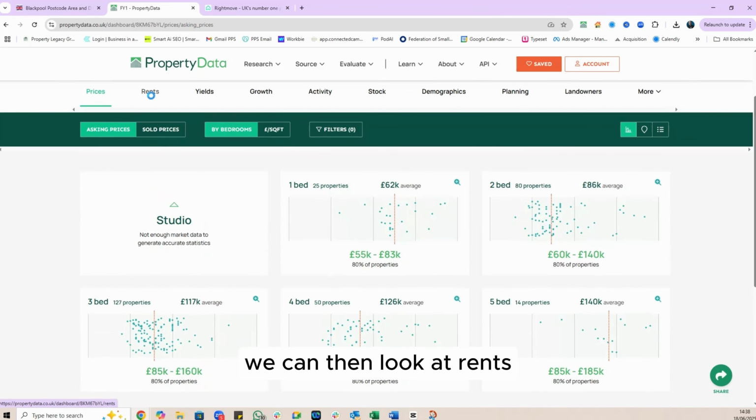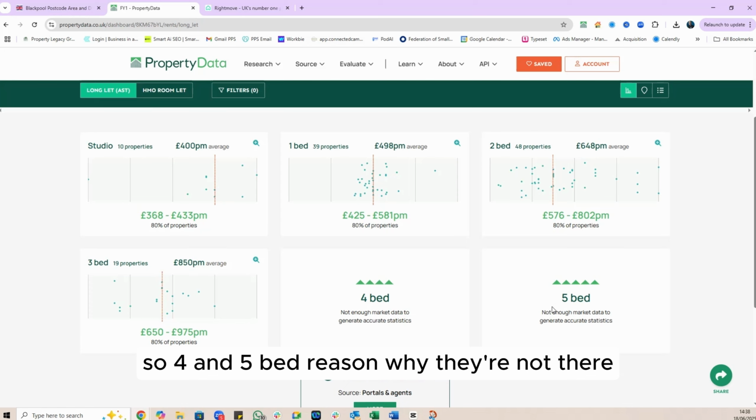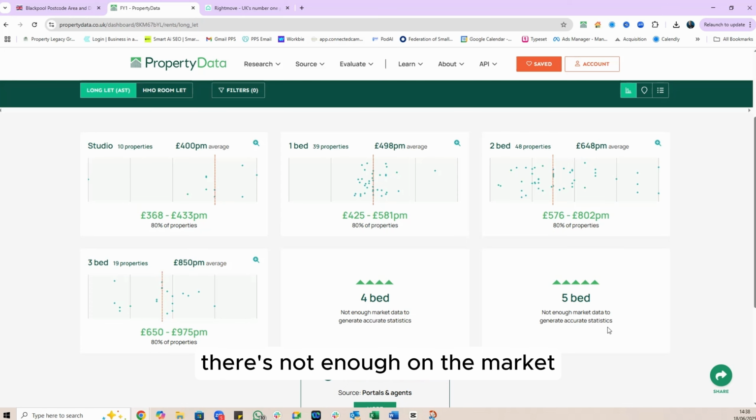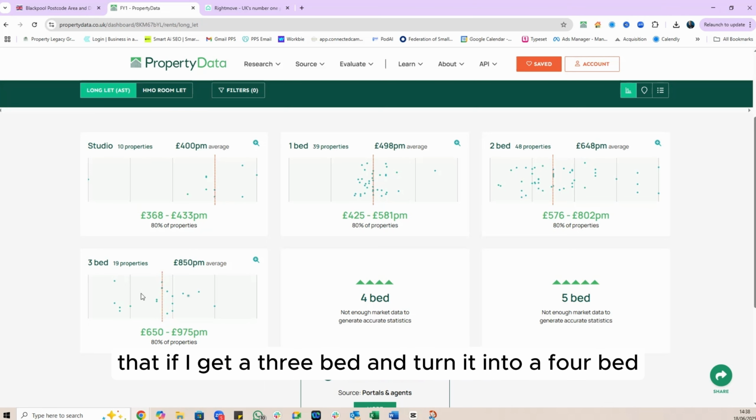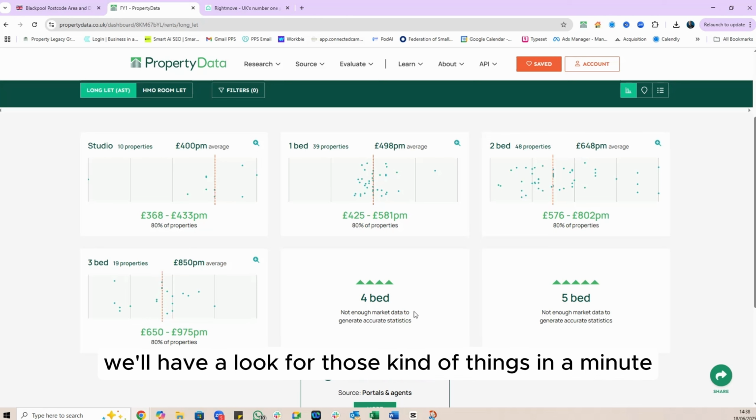We can then look at rents, what to expect. 4 and 5 beds aren't there because there's not enough on the market. That tells me that if I get a 3 bed and turn it into a 4 bed, it'll stand out because there's not many in the market to be up against. Or 4 to 5. We'll have a look for those kinds of things in a minute.